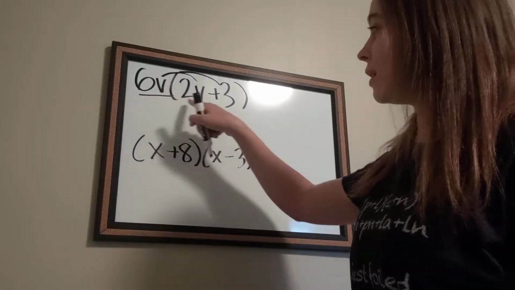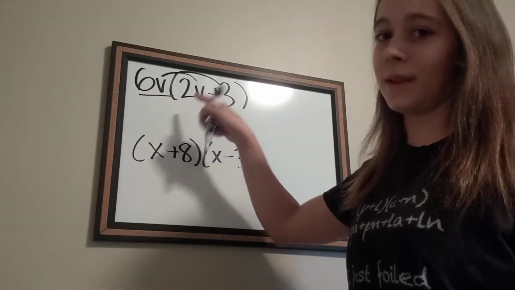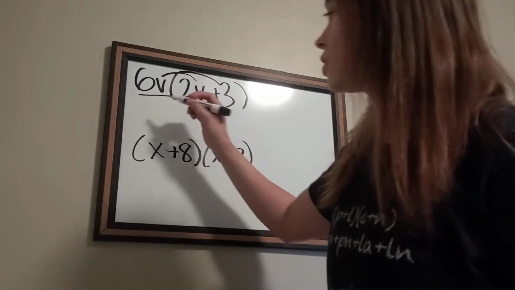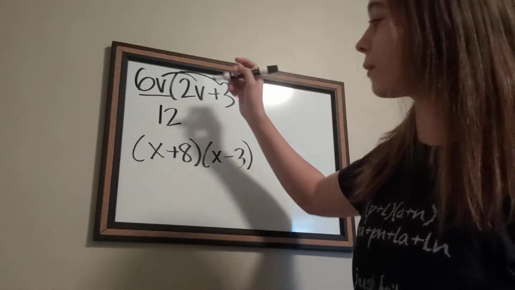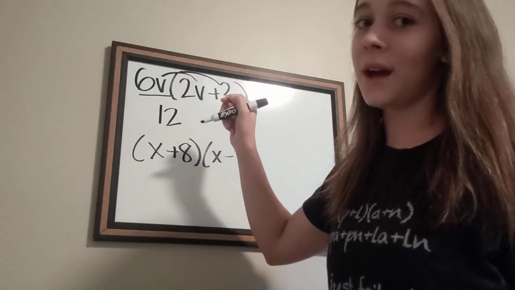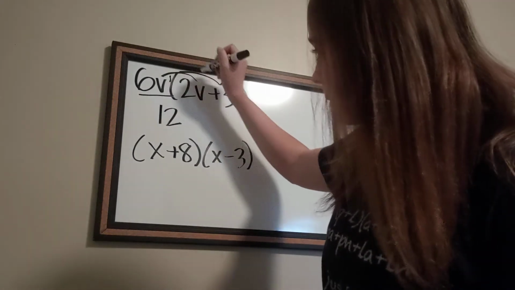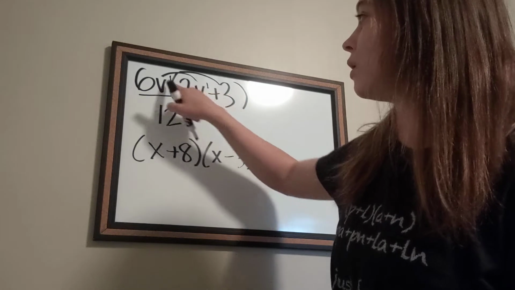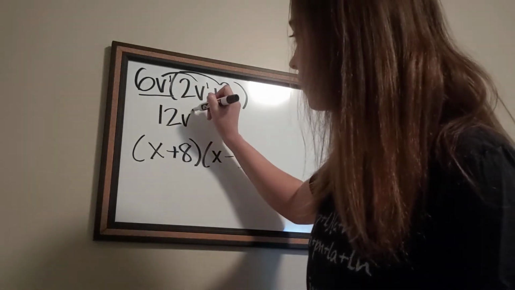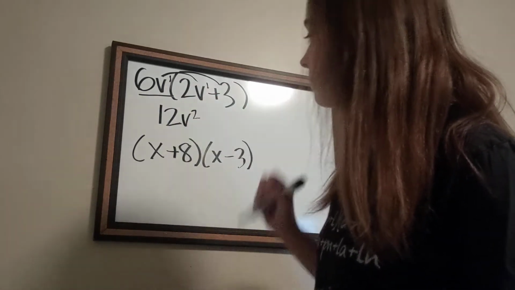So 6v times 2v, we start with the big numbers. 6 times 2 is 12. And then we have v times v. Now remember that when a variable does not have an exponent, there is an imaginary 1 there. So this is really v to the first times v to the first. We add those exponents together and get v squared, or v to the second.